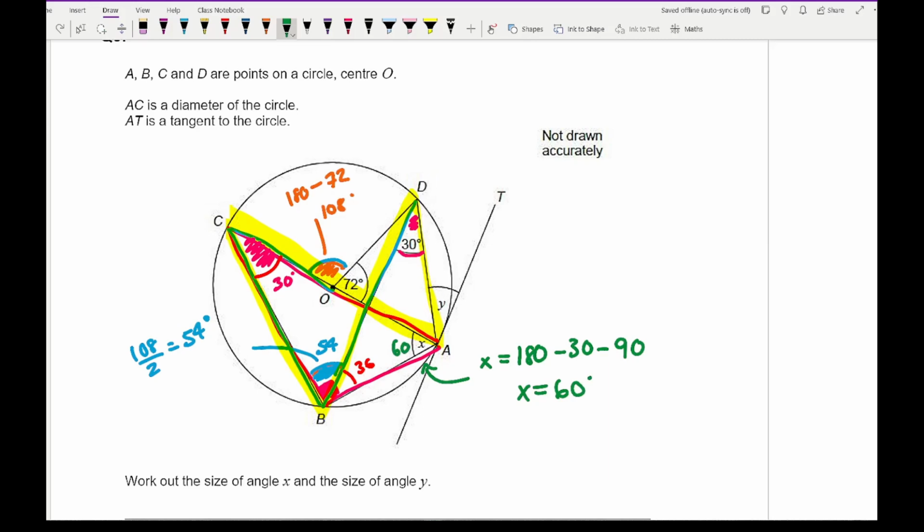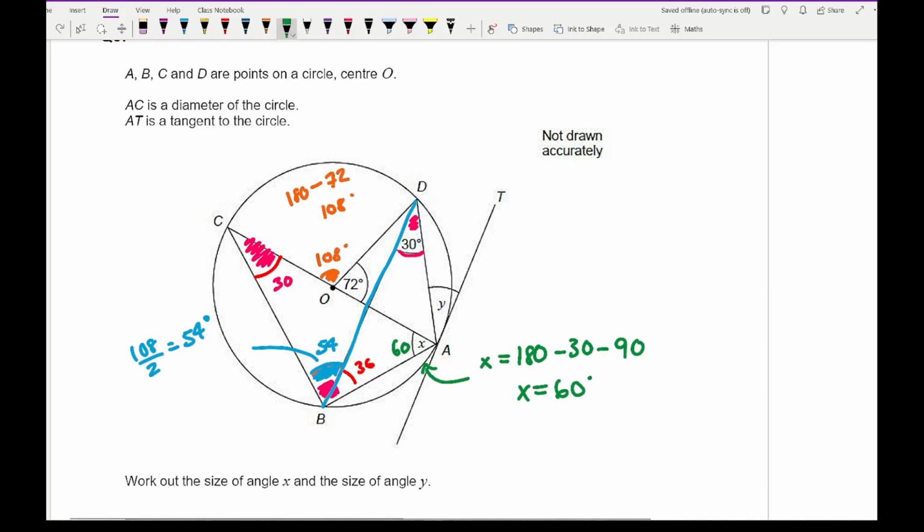Then from this, what I can do is work out what some of these angles are going to be. Let's just get rid of some of this highlighting. Let's get rid of those colours, like so. We know that this angle here is 108.